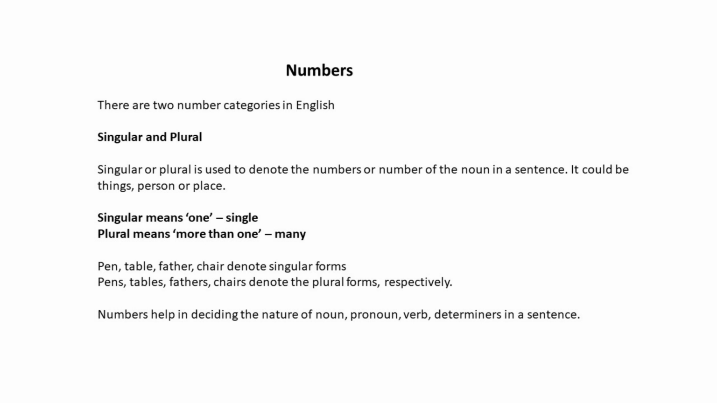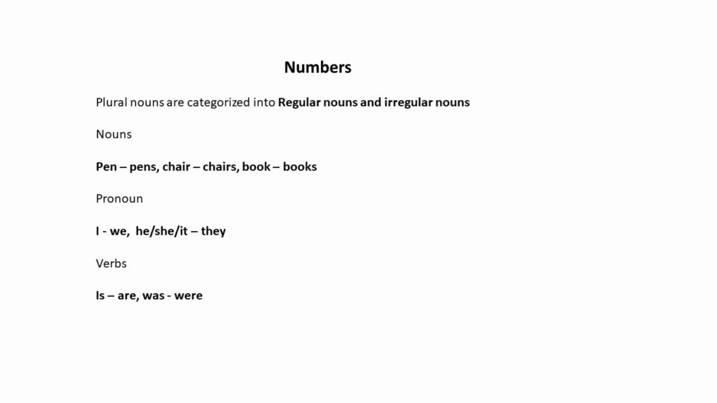all of these are plural nouns. Numbers in a sentence help in deciding the nature of the noun, pronoun, verb or determiners in a sentence. Based on the plural forms of nouns, we categorize nouns into regular nouns and irregular nouns.